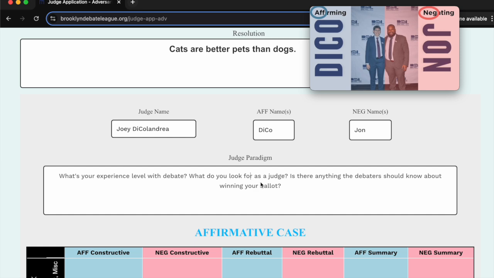For paradigm, if you've never filled out one of these before, here are some questions that help guide you. Basically, we're looking for a description of your experience within the debate world, as well as some guidance for debaters themselves, right? Like this is a mock debate, obviously, but in a real round, kids are going to want to know a little bit about you as a judge and kind of what you value and what you were looking for so that they can appeal for your ballot in particular.